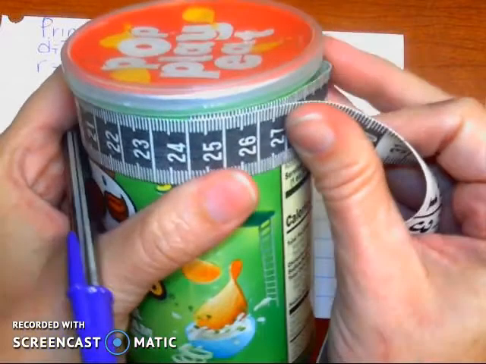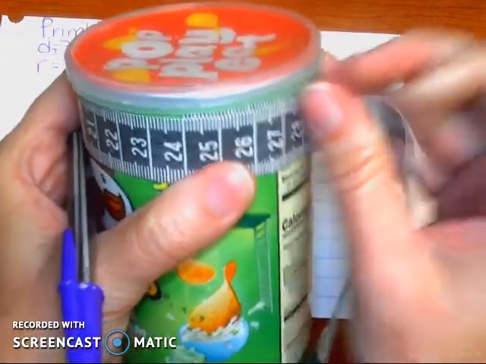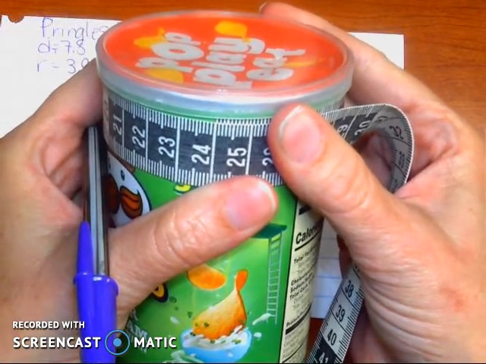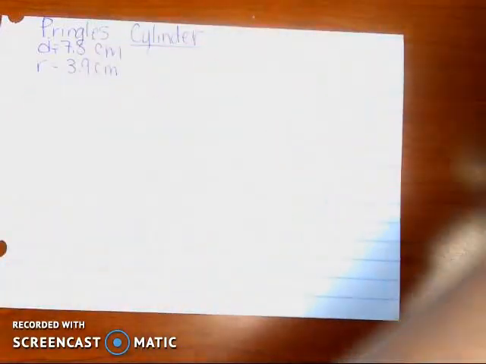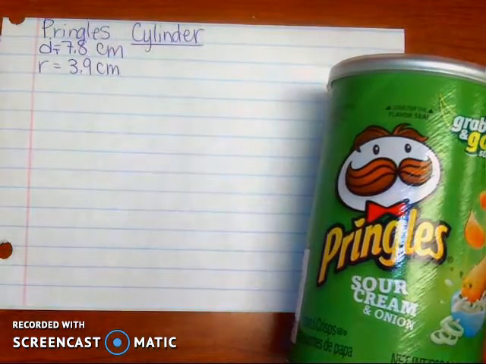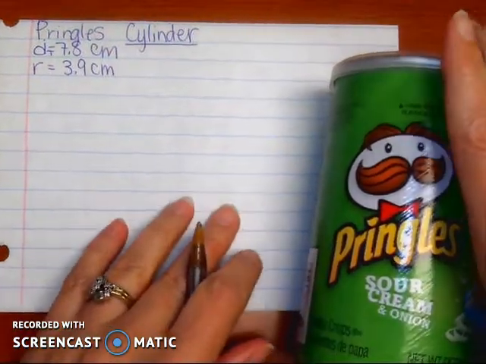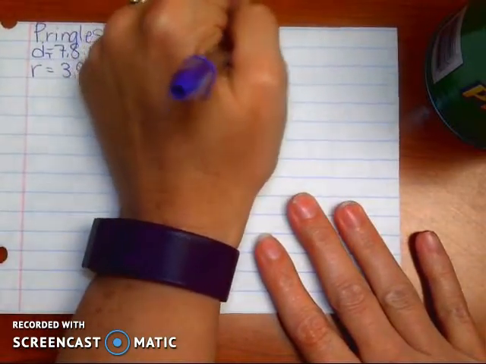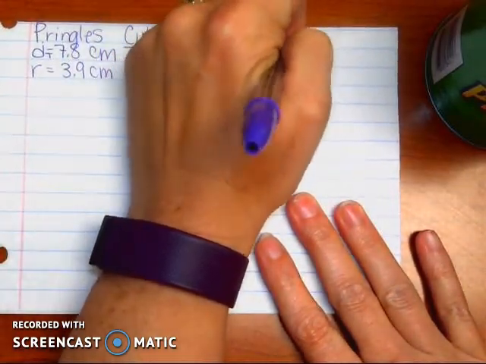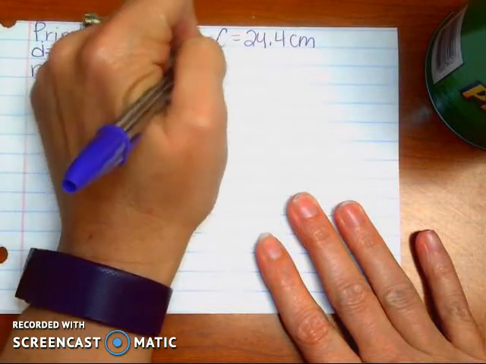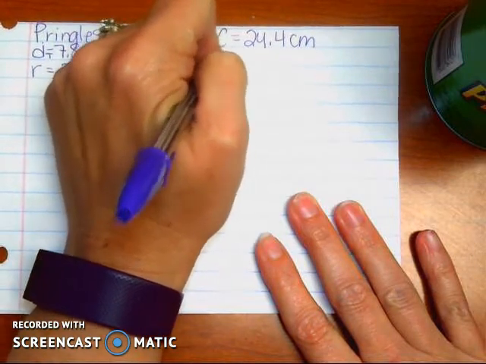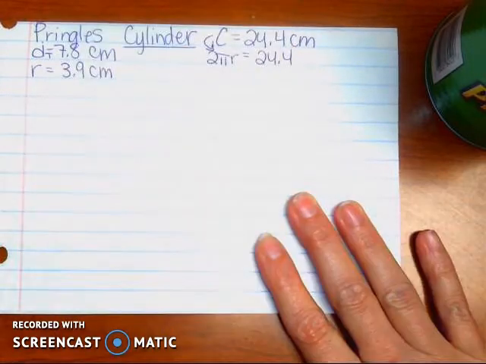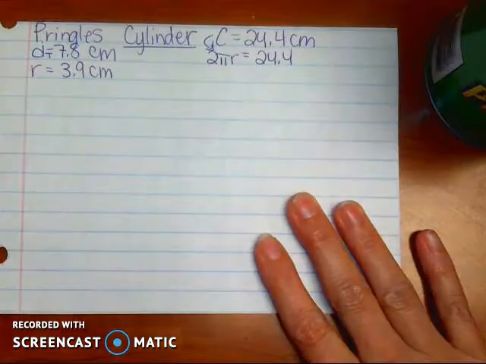And I get my circumference is about 24.4. Okay, so I wrapped it around. My circumference is about 24.4 centimeters. And we know the circumference formula is 2 pi r, 2 pi times that radius. So 24.4 equals the 2 pi r.